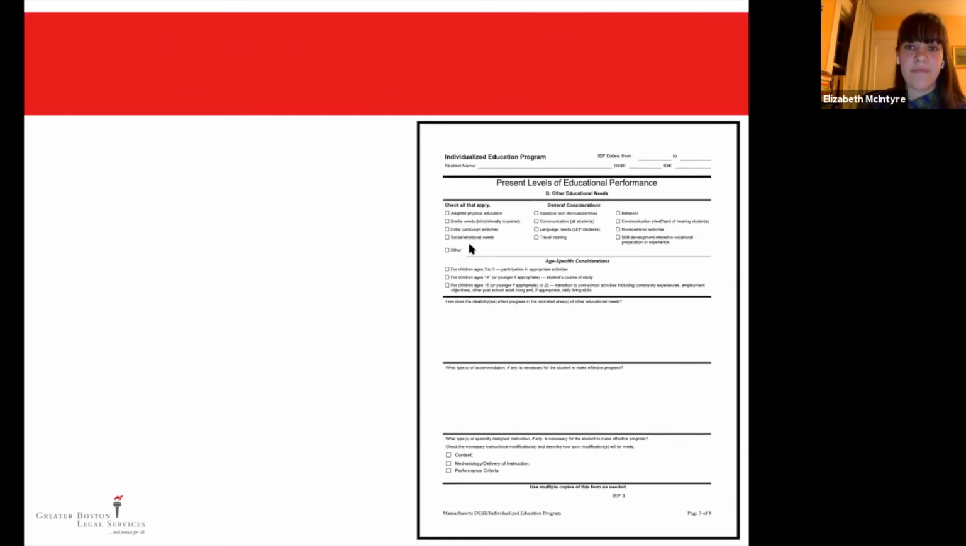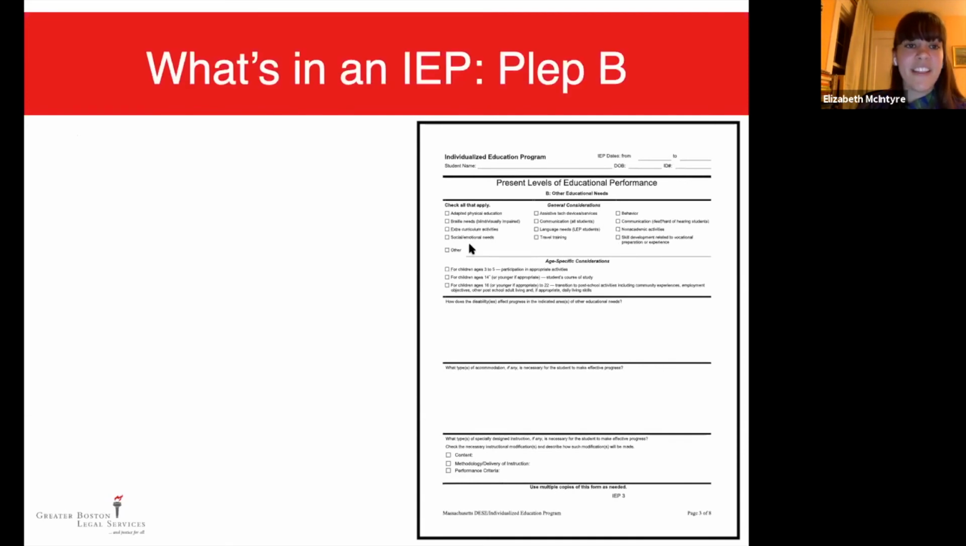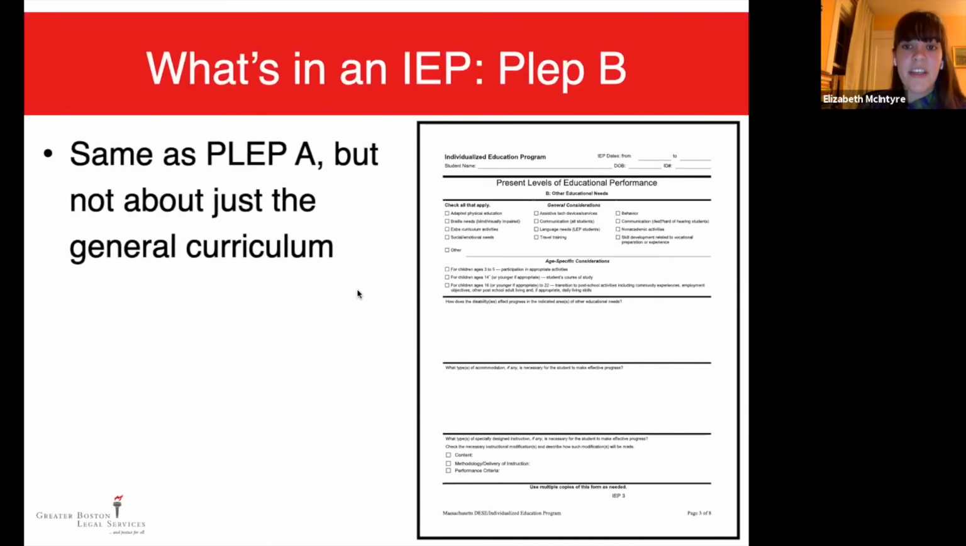That's PLEP A. PLEP B, same idea, except PLEP B recognizes there are a lot of things kids learn in school that aren't reading, writing, and arithmetic. So this is all of those other things. This is things like, what about extracurriculars or social emotional needs? Or maybe we've got a student who really needs to learn how to use the teeth, maybe not during a pandemic, but pre-pandemic. Or we have a student who needs assistive technology in order to communicate. This is all of those other areas.